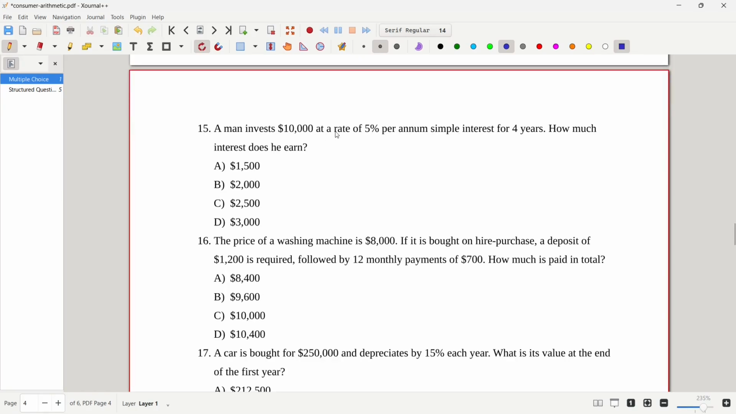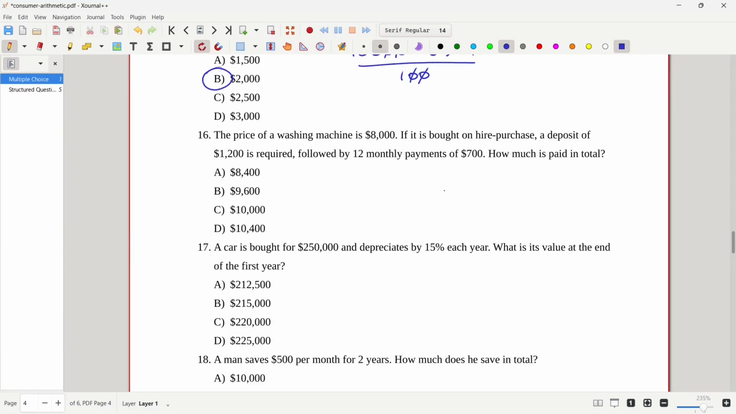A man invests 10,000 at a rate of 5% per annum, simple interest for 4 years. How much interest does he earn? Okay, so that's 10,000 times 5 times 4, all over 100. The zeros cancel. 5 by 4 is 20, with 2 zeros, 2,000. Answer B.